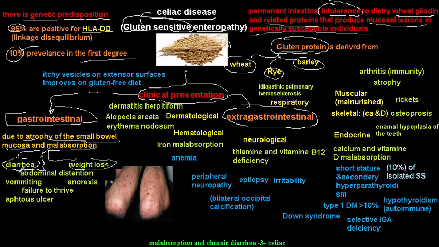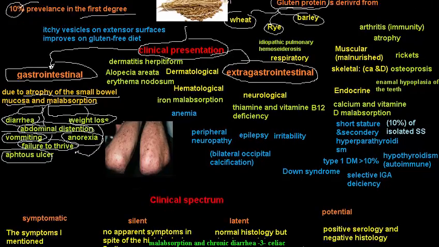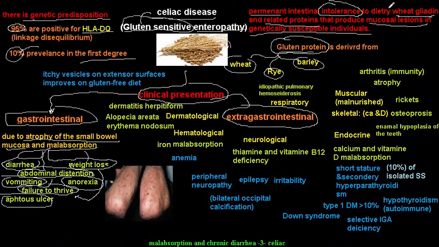Abnormal abdominal distension also. Vomiting for the same cause, anorexia, and failure to thrive. As a result of malabsorption and weight loss, of course you will have failure to thrive. Aphthous ulcer is also a GI presentation of celiac disease. These are mainly the gastrointestinal manifestations. The most important are chronic diarrhea, weight loss, abdominal distension, abdominal pain, vomiting, anorexia, failure to thrive, and aphthous ulcer. All are possible manifestations of celiac disease.